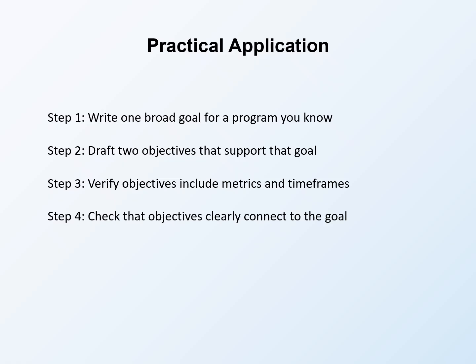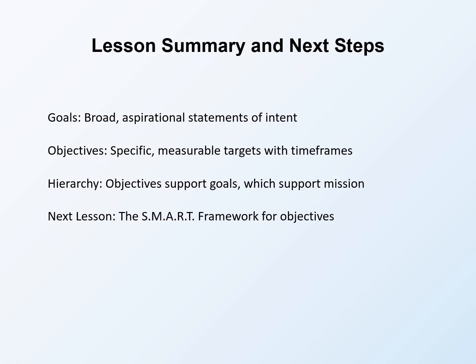Step 3. Verify objectives include metrics and time frames. Review each objective. Does it specify how much change? Does it specify when? If not, revise. Step 4. Check that objectives clearly connect to the goal. Read your goal, then read each objective. Is the connection obvious? Would achieving these objectives advance this goal? Adjust as needed.